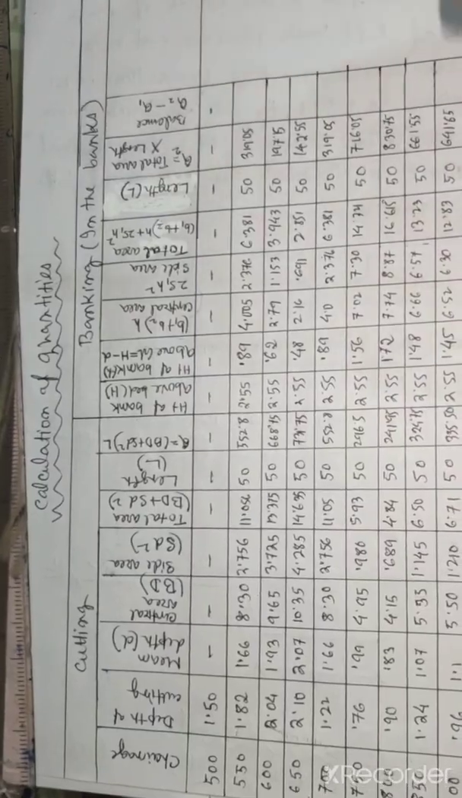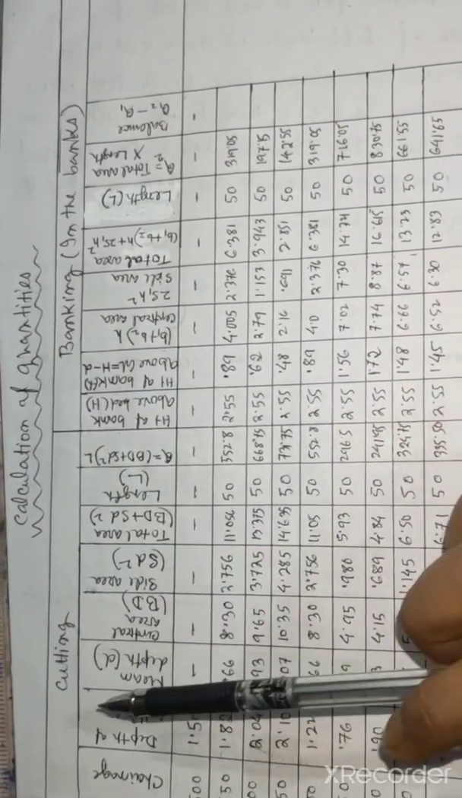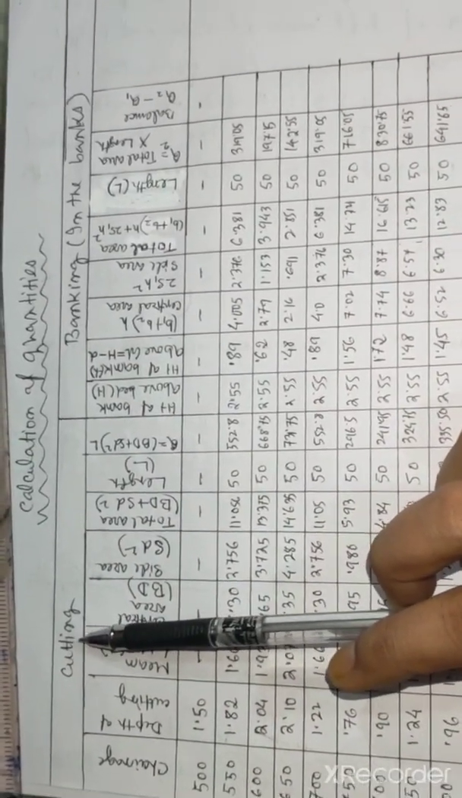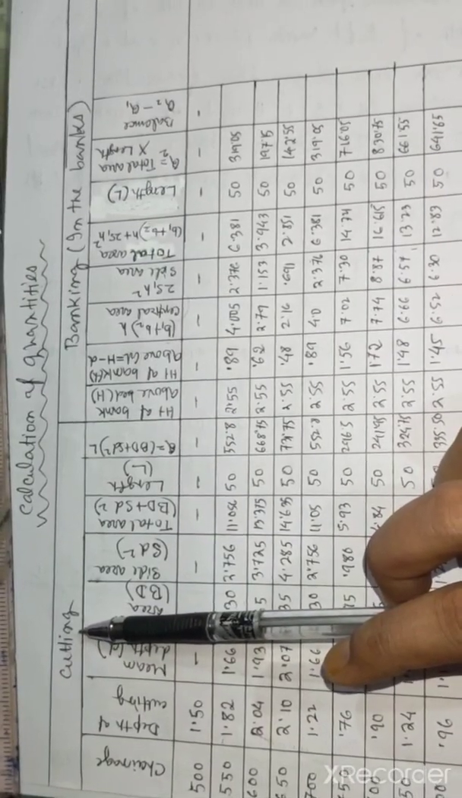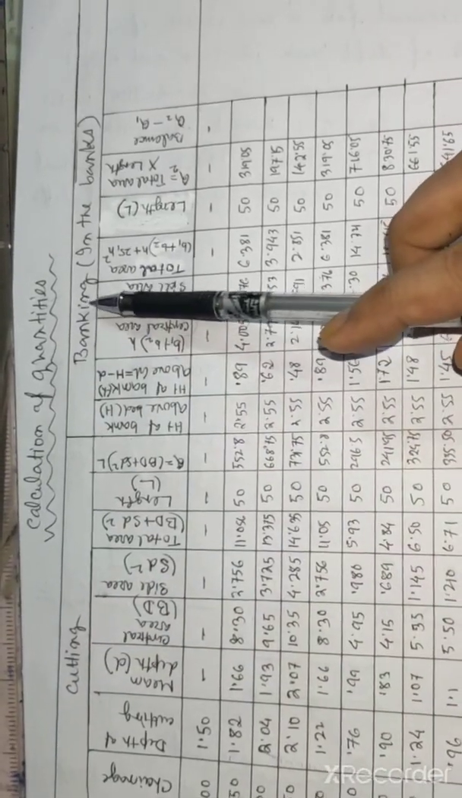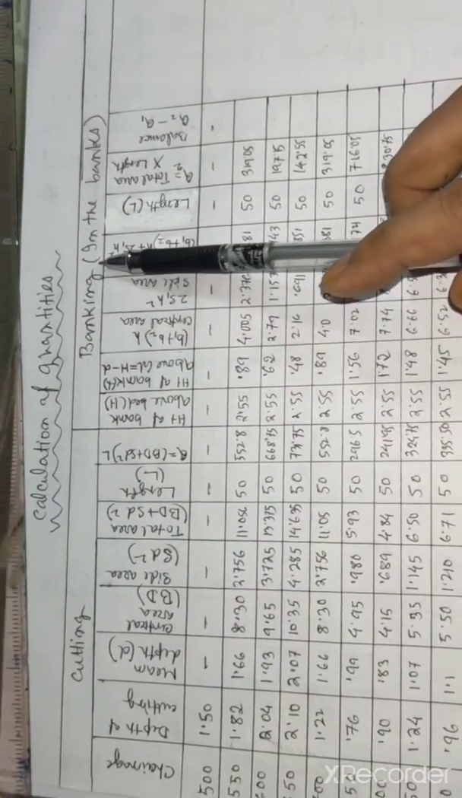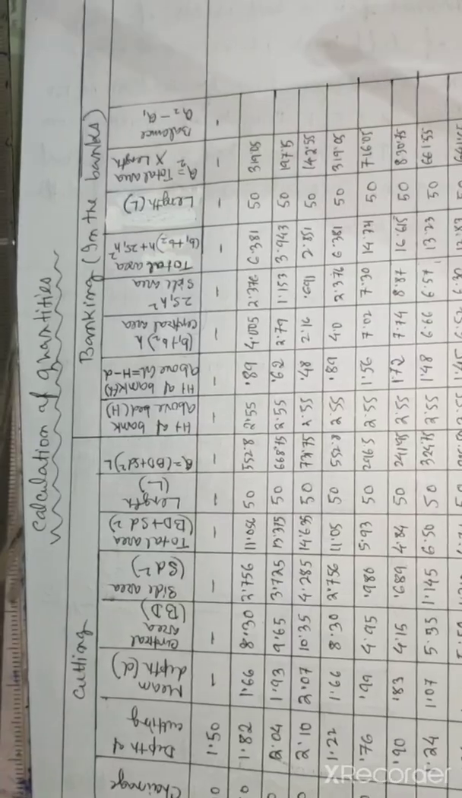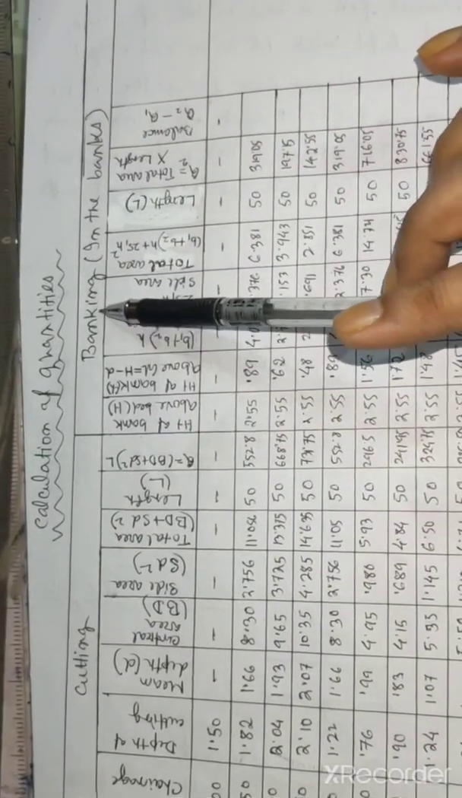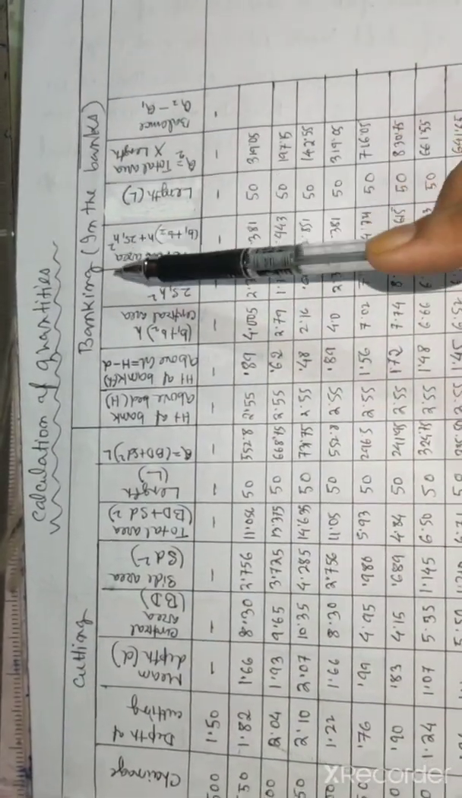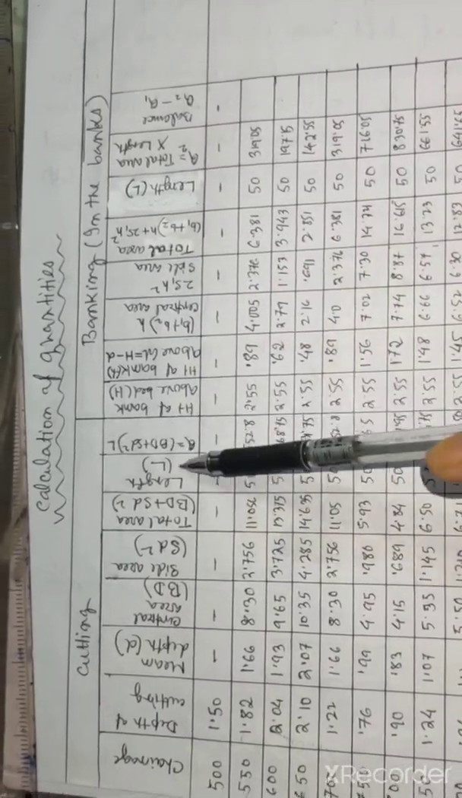Now let us come to the calculation of quantities. On the left hand side, we have calculated the quantities of earthwork in cutting. And when I say cutting, I have already described this in the figure, that cutting is happening in the bed. And on the right hand side, we are calculating the quantities of banking in the banks. As I have already described, there is no banking on the bed, only in the banks there is banking. So we will calculate the quantities of banking and cutting separately.